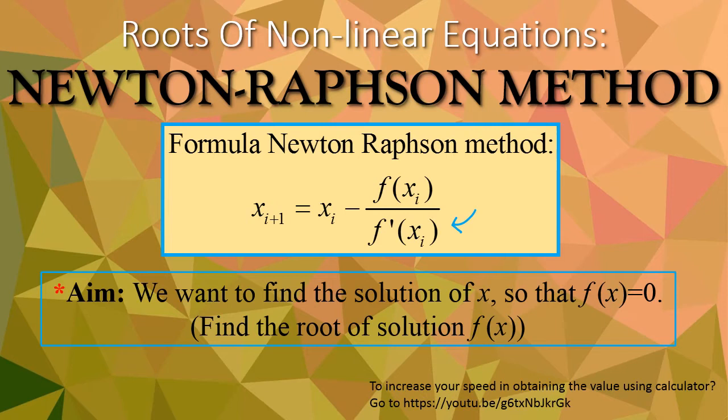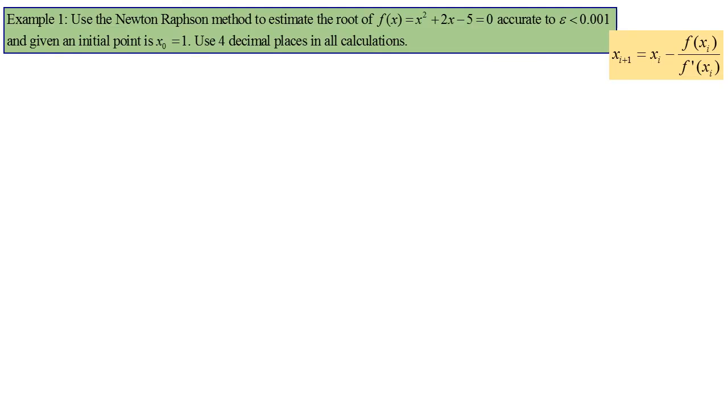So your aim, remember, is to find the value of x so that f x equals 0. First example: use the Newton-Raphson method to estimate the root of f x equals x squared plus 2x minus 5, accurate to epsilon 0.001. You are given epsilon and an initial point x0 equal to 1. Use four decimal places in all calculations.